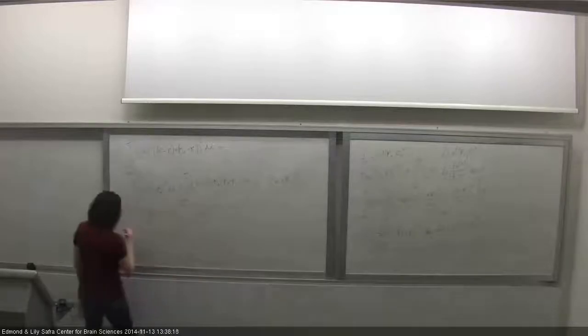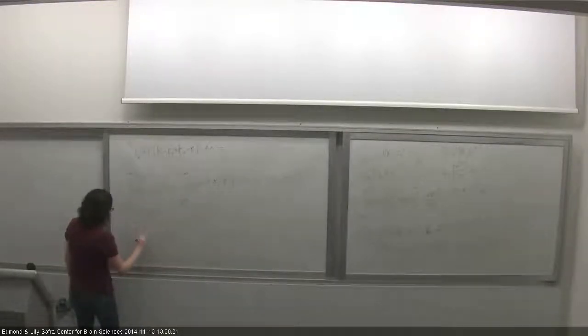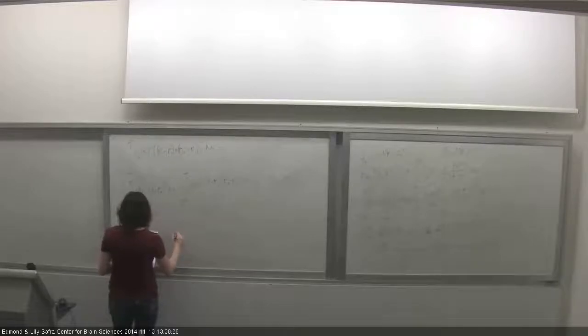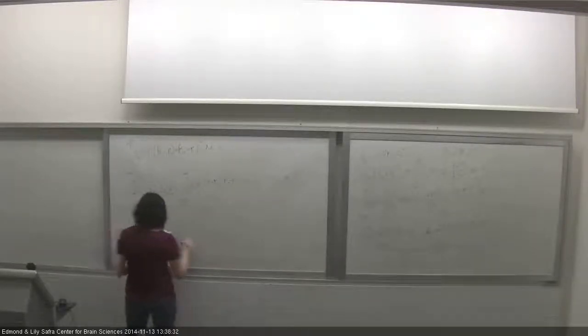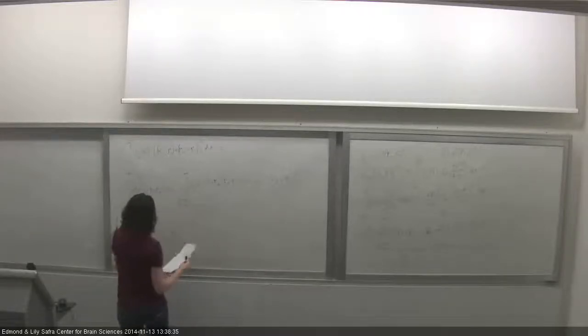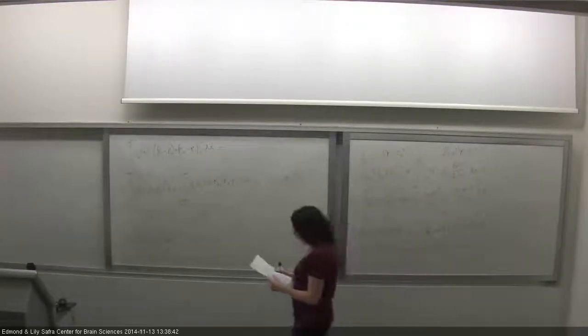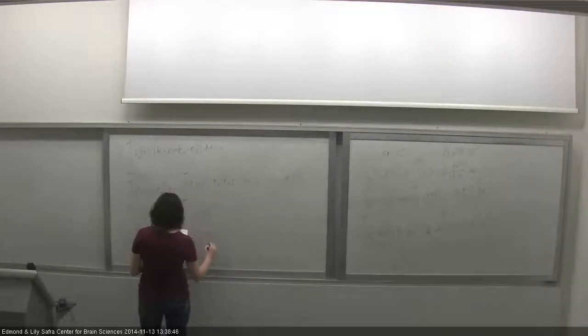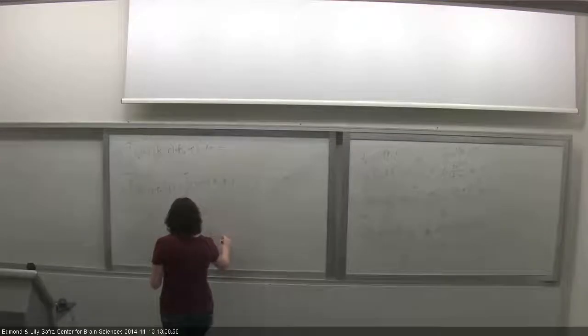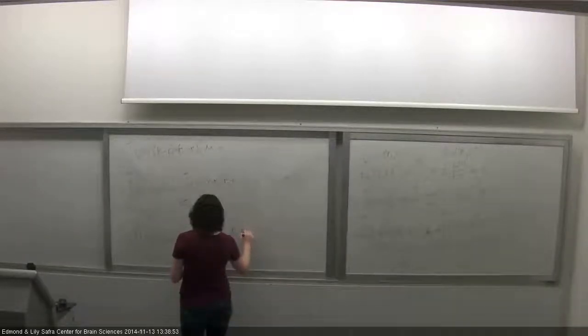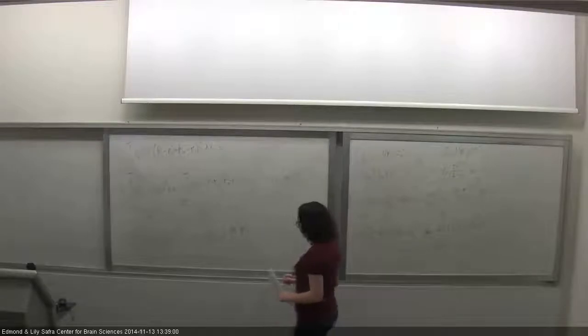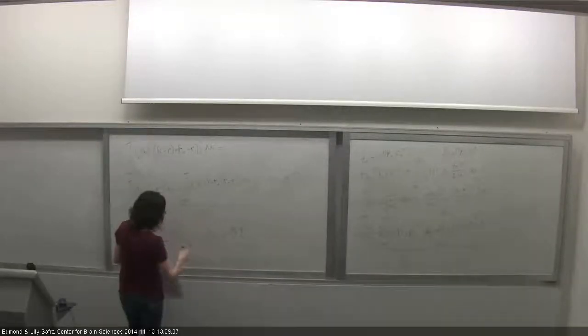Okay, so putting everything together, we get that the decal between f0 and f1 is log sigma 1 divided by sigma 0 minus half plus, don't forget that we need to multiply it by 1 over 2 sigma 1 to the square. So we get sigma 0 to the square divided by 2 sigma 1 to the square plus mu 0 minus mu 1 to the square divided by 2 sigma 1 to the square.